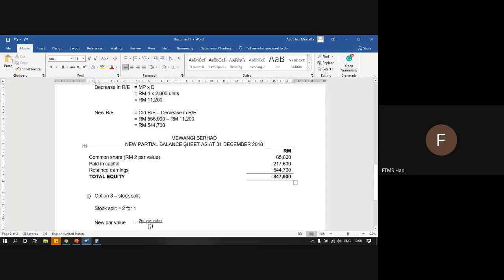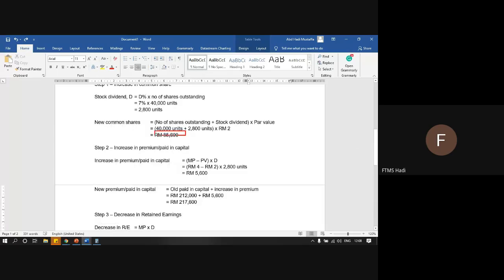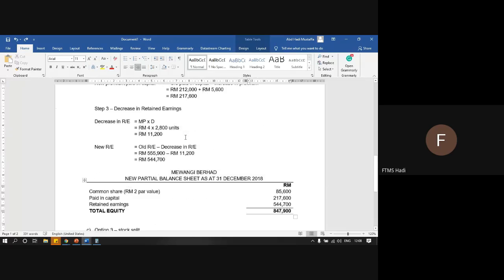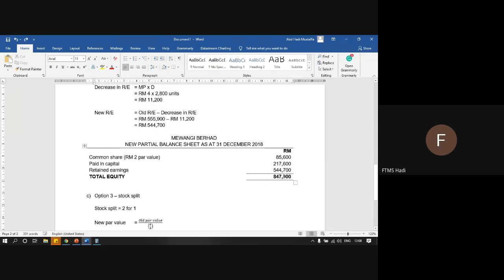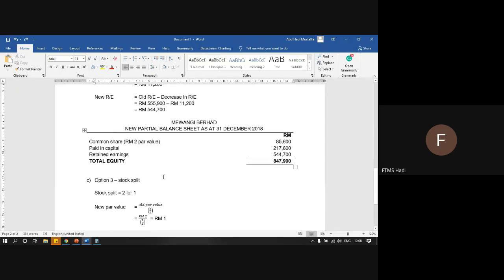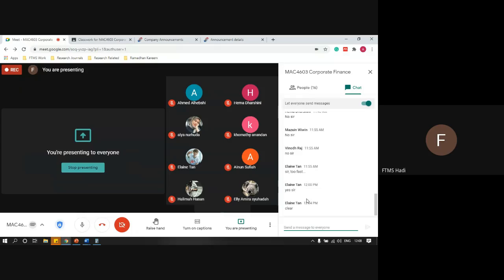So, as a result, just update back this one. Okay, put the new amount, which is 85,600, 217,600, and then 544,700. Bring it here, and then add up all, you will get 847,900. Okay, this one you just write it back. Yeah. Okay, that is the second part of stock dividend. Okay, I hope it's clear.